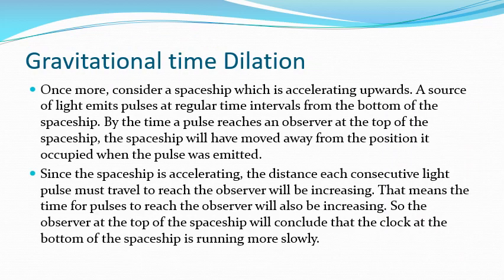So one more consideration: if we've got a spaceship accelerating upwards and light that is pulsed from the bottom to the top, by the time it reaches the observer at the top, the spaceship will have moved slightly upwards, and so it's going to take slightly longer. So if you have this weird clock that works by these pulses of light, it's going to take slightly longer to reach the observer at the top than at the bottom. One of the consequences of this is that the clock at the bottom of the spaceship is going to run more slowly than a clock at the top.